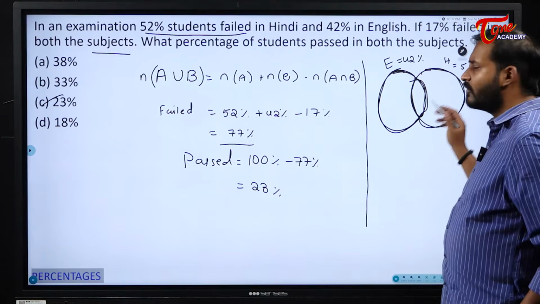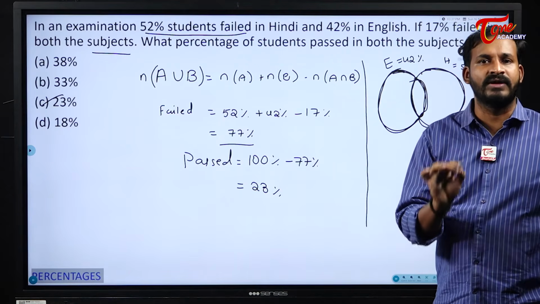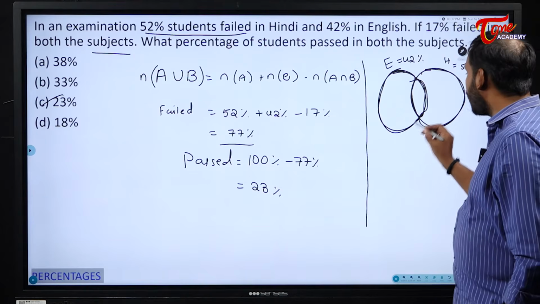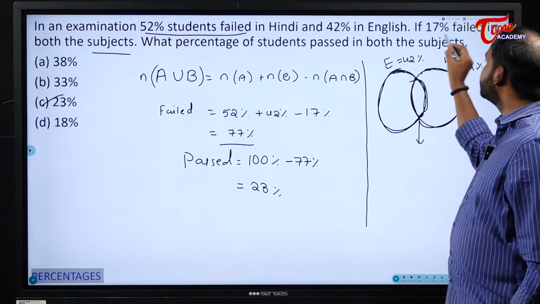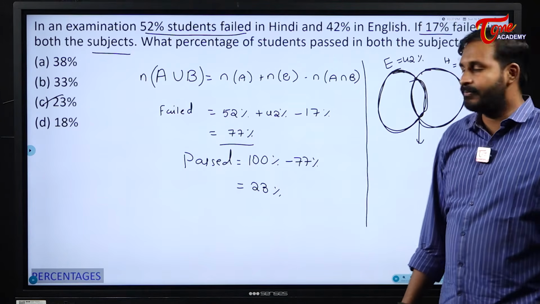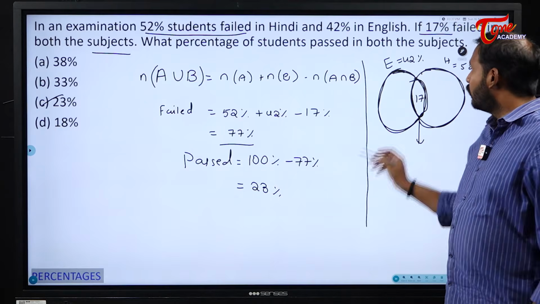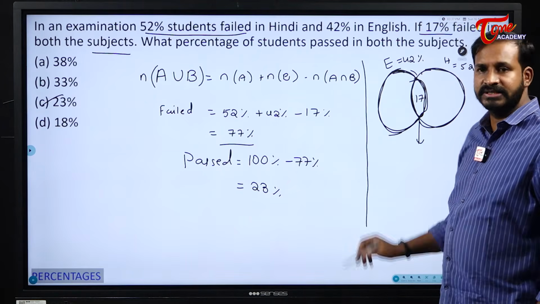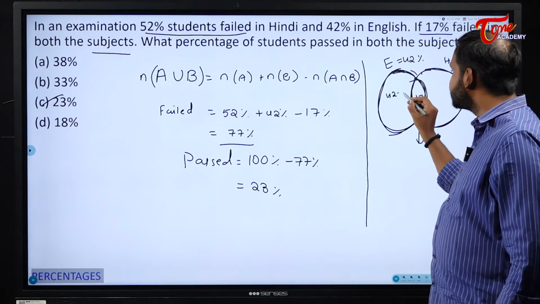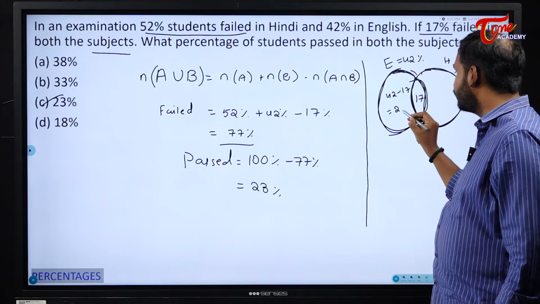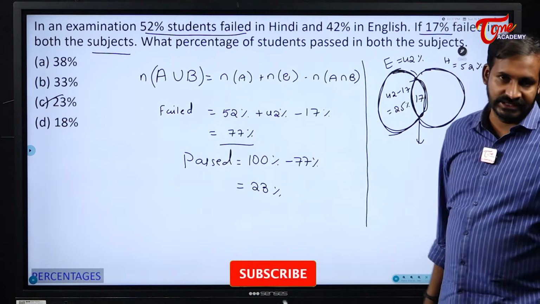Okay, now we will see. Whenever you fill any Venn diagram, make sure that you always start filling from the common region. What is the common region for us here? This is the common region. The students who failed in both the subjects are 17%, so first of all, write 17 here. Overall, the students who failed in English are 42%. So you get 42 minus 17, which is equal to 25%. That means 25% of students failed only in English.